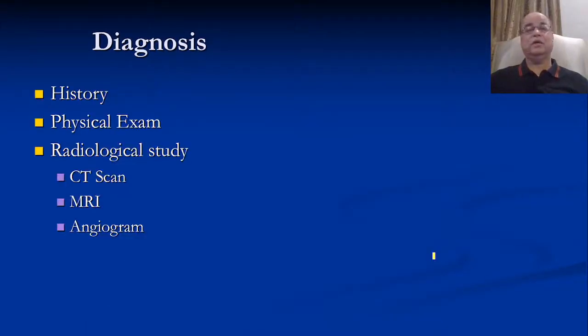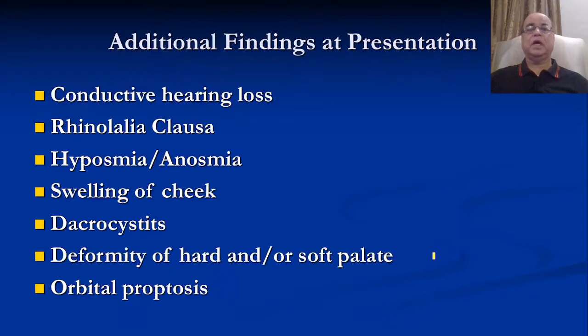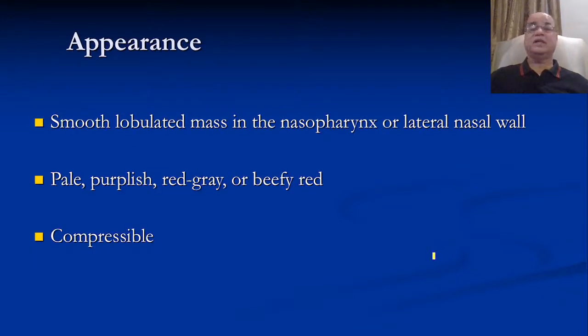So, typical history, physical examination and radiology. As we discussed, in history: teenage, exclusively male, with recurrent profuse epistaxis and nasal obstruction. Other symptoms, depending upon the extent and advanced stage of the tumor, can be hearing loss, rhinolalia clausa, hyposmia or anosmia, even swelling of the cheek, dacryocystitis, deformity of the head and hard and soft palate, and orbital proptosis. On physical examination, there will be a smooth lobulated mass in the nasopharynx or lateral nasal wall, which may be pale purplish, reddish gray or beefy red, and it is compressible. It may bleed on touch.